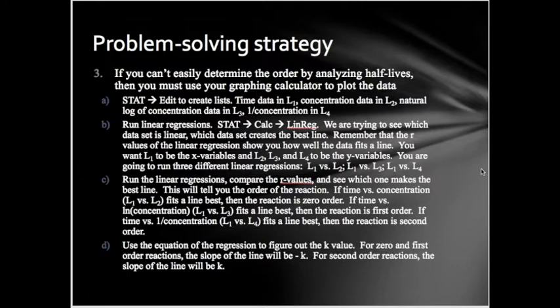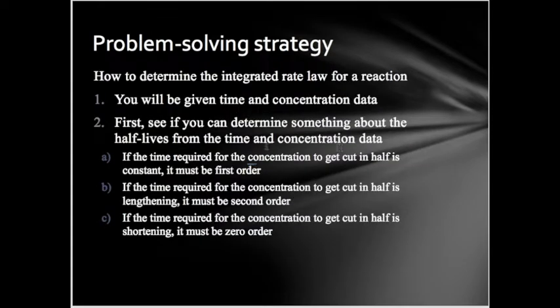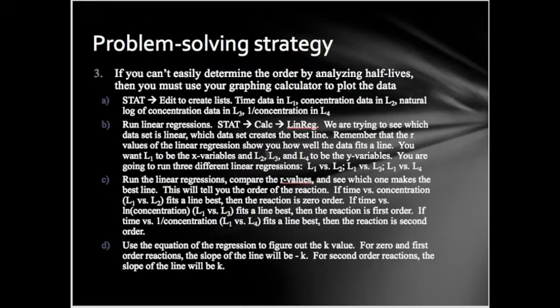All right, so our problem solving strategy: first we want to see from the time and concentration data if we can determine something using the half-lives. If we cannot, we have to do this linear regression, where we see if time and concentration makes the best line, then it's zero order. If time and natural log of concentration makes the best line, it's first order. If time and 1 over concentration makes the best line, it's second order. And then we can grab the slope from the linear regression to figure out what the K value is. Okay? All right, so let's do an example problem.